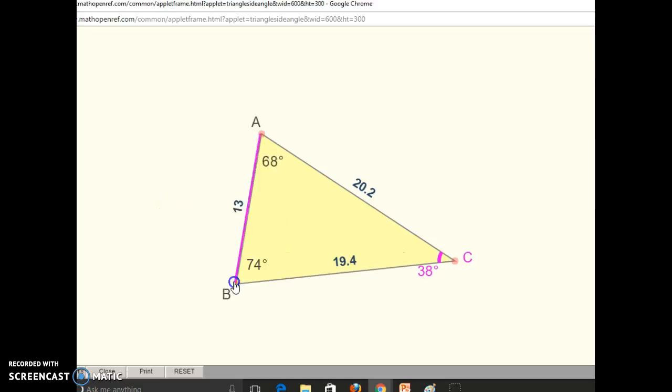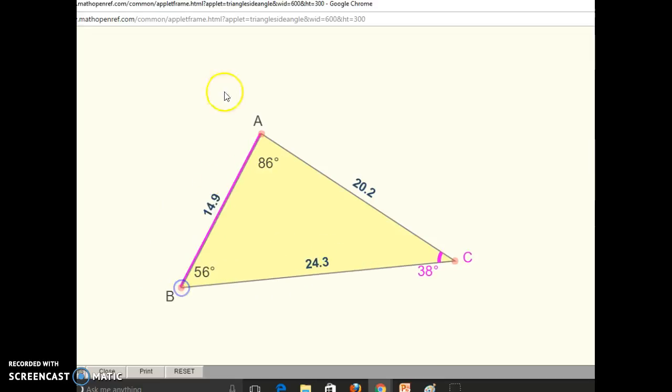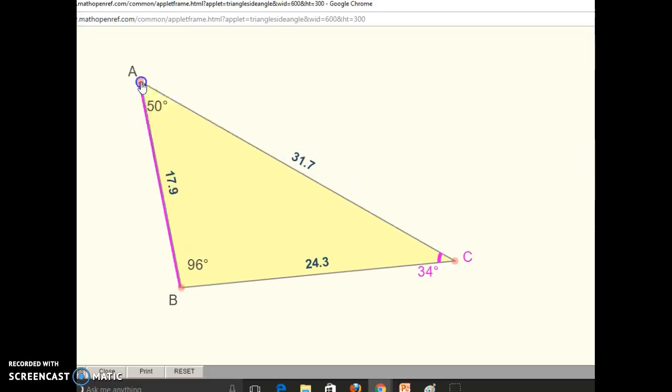If we modify it again, with now angle B being the largest angle, 96 degrees, we can see that the longest side, AC, is now 31.7 units, and it is the longest side out of the three sides. So side AC is now the longest.